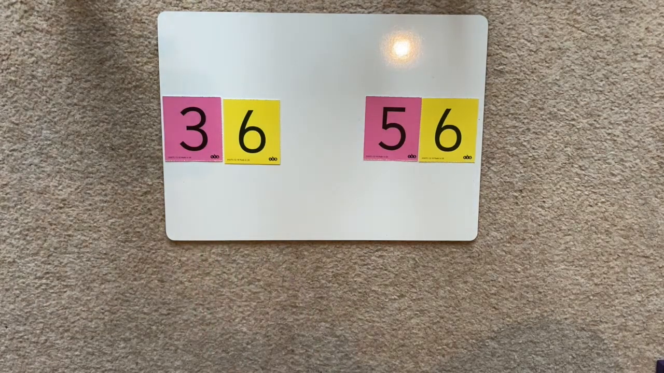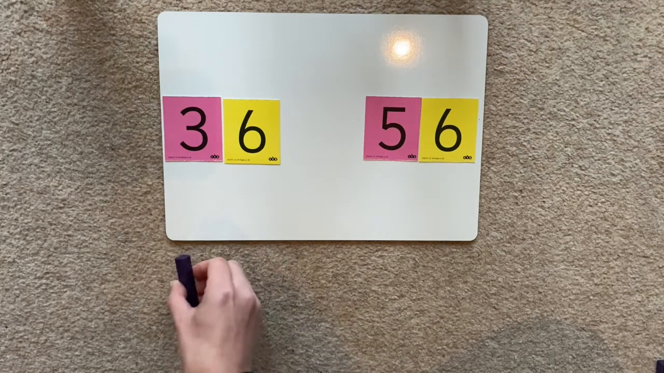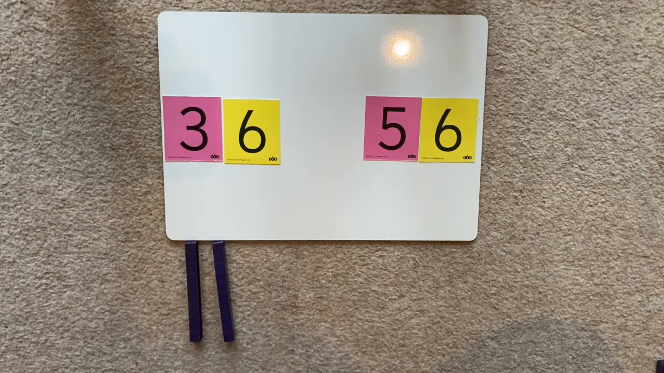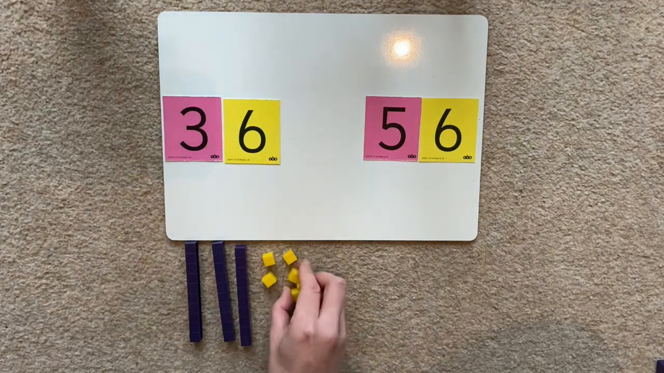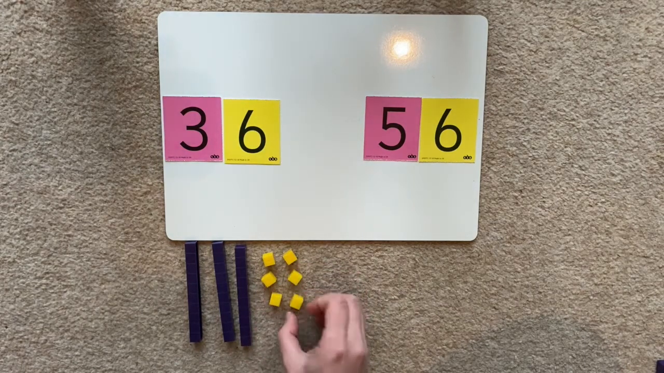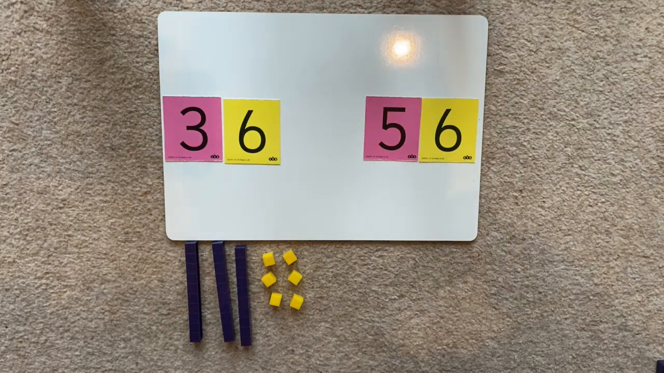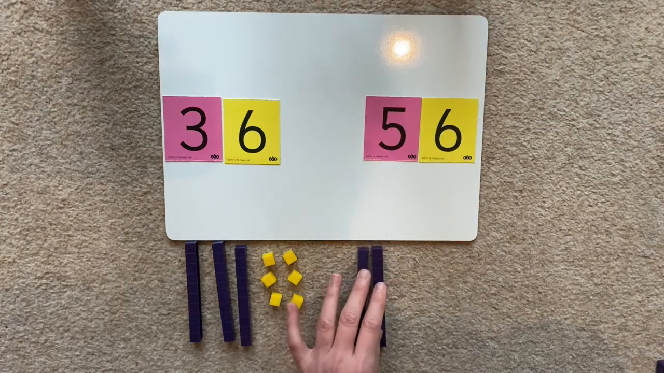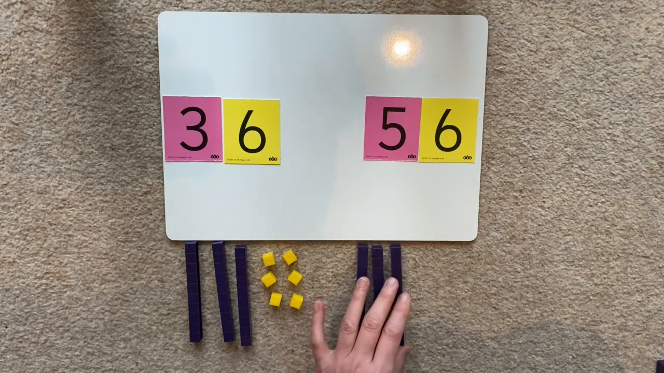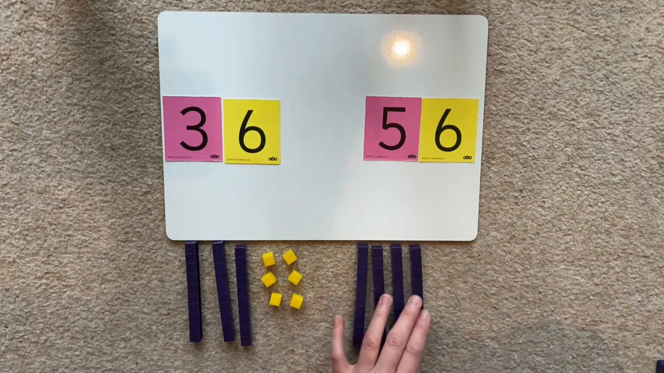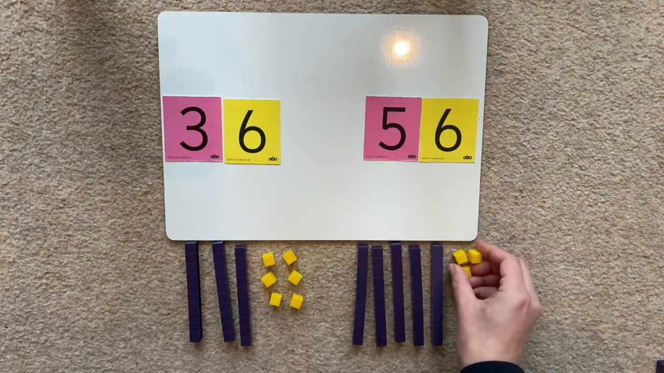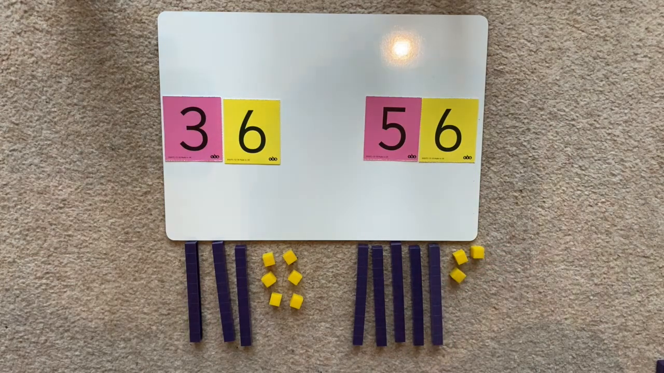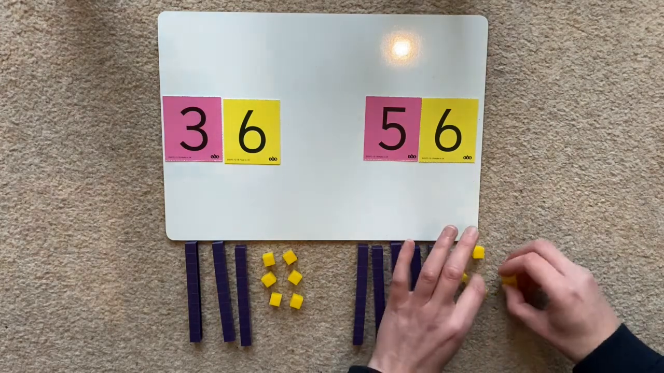So 36, there are 3 tens. 10, 20, 30, and there are 6 ones. 1, 2, 3, 4, 5, 6. 56 has 5 tens. 1, 2, 3, 4, 5, and 6 ones. 1, 2, 3, 4, 5, 6.